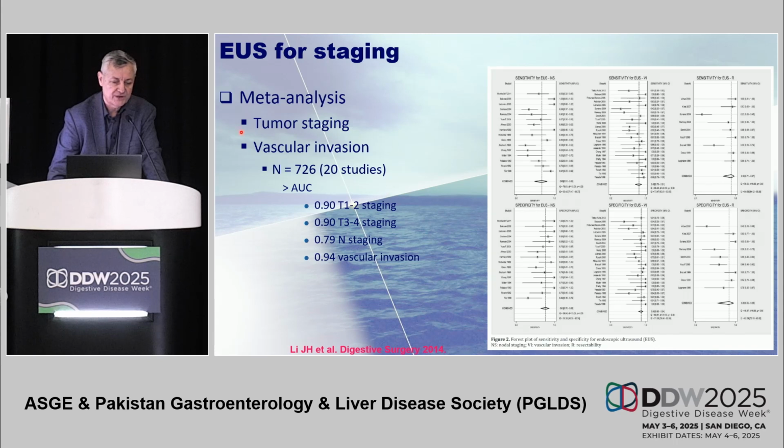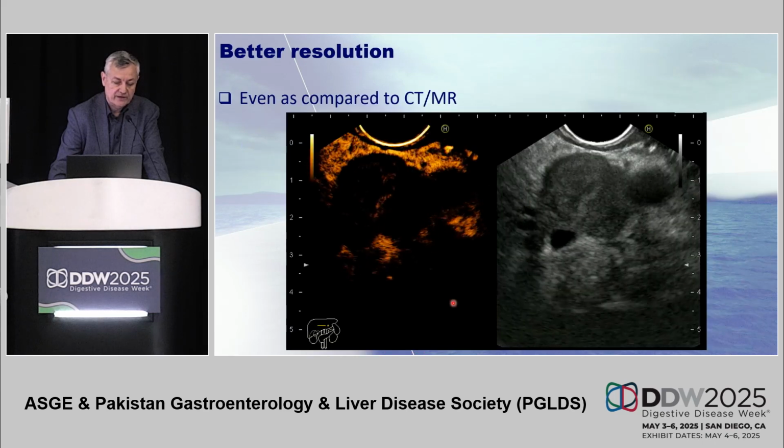So looking at tumor staging and vascular invasion, this is one of the meta-analyses. Actually for T1, T2 stage of pancreatic adenocarcinoma, the accuracy is around 90%. This is also valid for T3, T4 stage, and it's less for N staging. This is because with US, we cannot really appreciate if a lymph node is benign or malignant. You have to do FNA or FNB for that. And the accuracy is slightly higher, approaching almost 95% for vascular invasion.